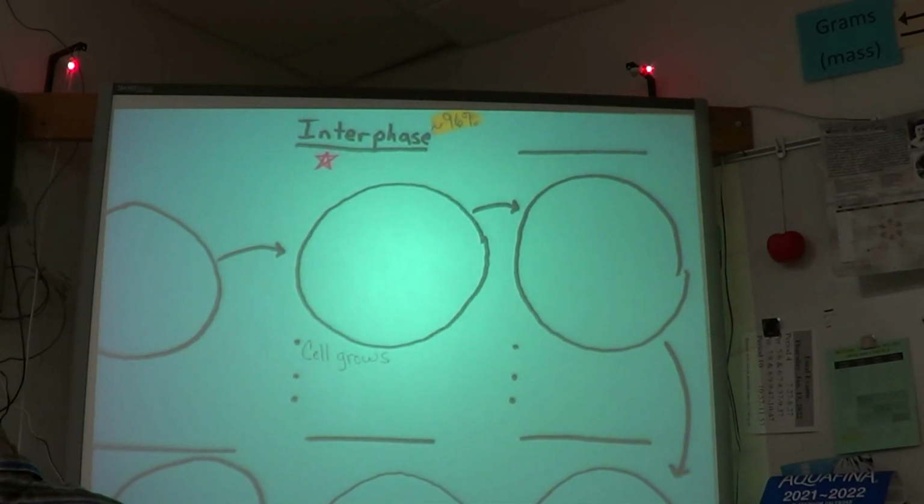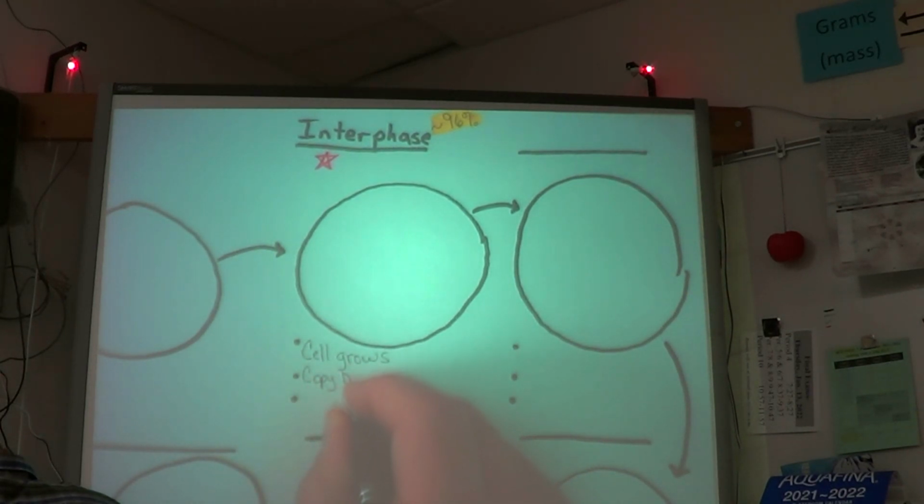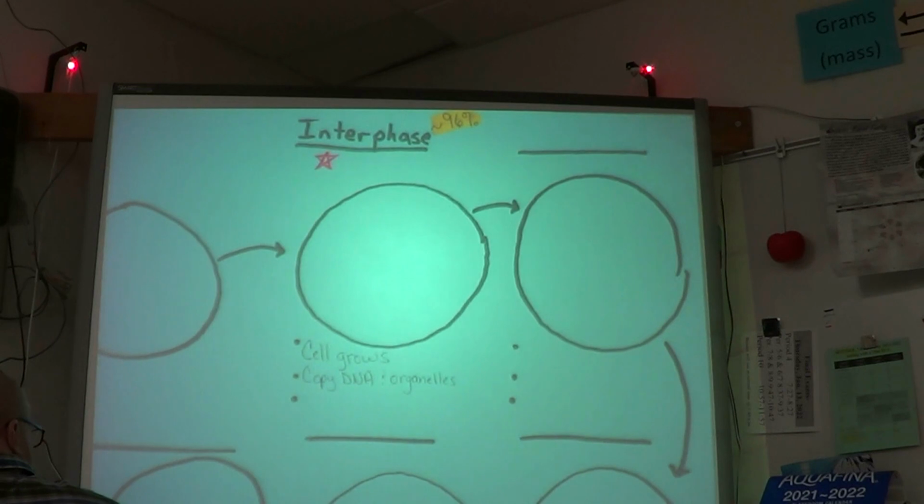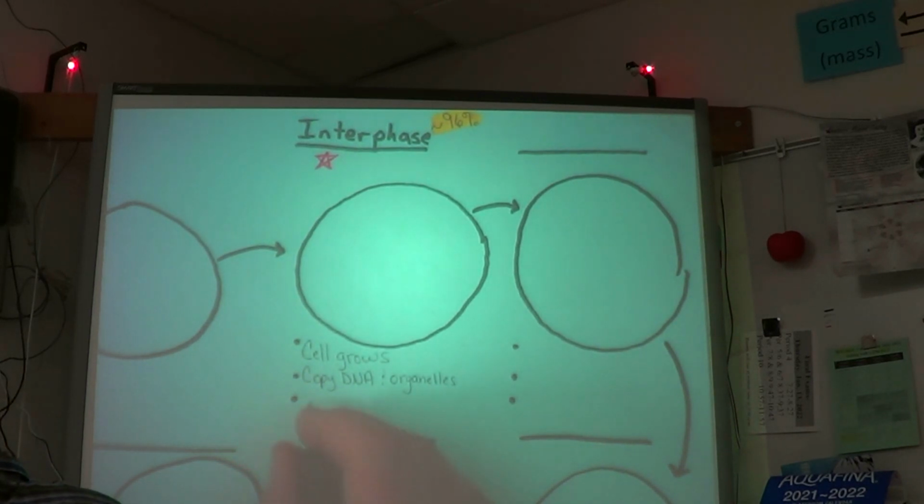And what happens in S phase? It replicates. It makes a copy of the DNA, right? So we're going to copy the DNA. And at some point, we have to copy the organelles, whether that's in G1 or G2. I've seen both in literature. But at some point, we have to copy organelles. And then in G2, what happens in G2? Grows a little bit more. But most of the cell's life is spent in interphase.